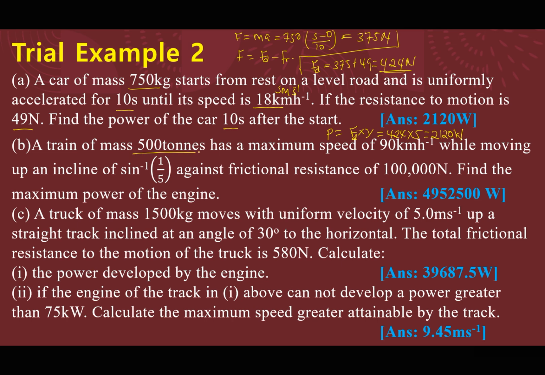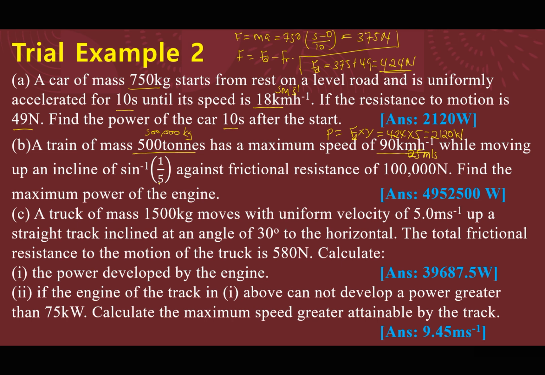A train of mass 500 tons, that is 500,000 kilograms, because 1 ton is 1,000 kilograms, has a maximum speed of 90 kilometers per hour. What is 90 kilometers per hour? That is 90 times 1,000 divided by 3,600. So this is the same as 25 meters per second. While moving up an incline of sine inverse of 1 over 5. What is sine inverse of 1 over 5?